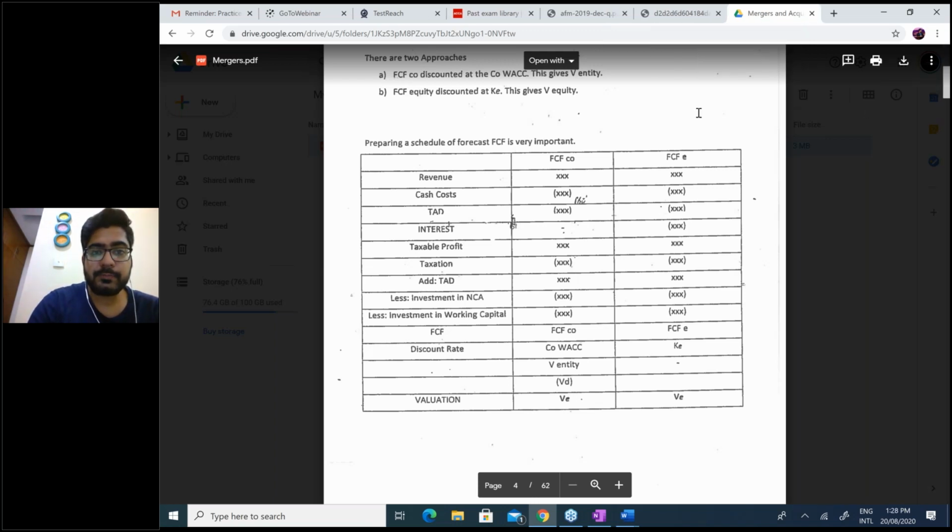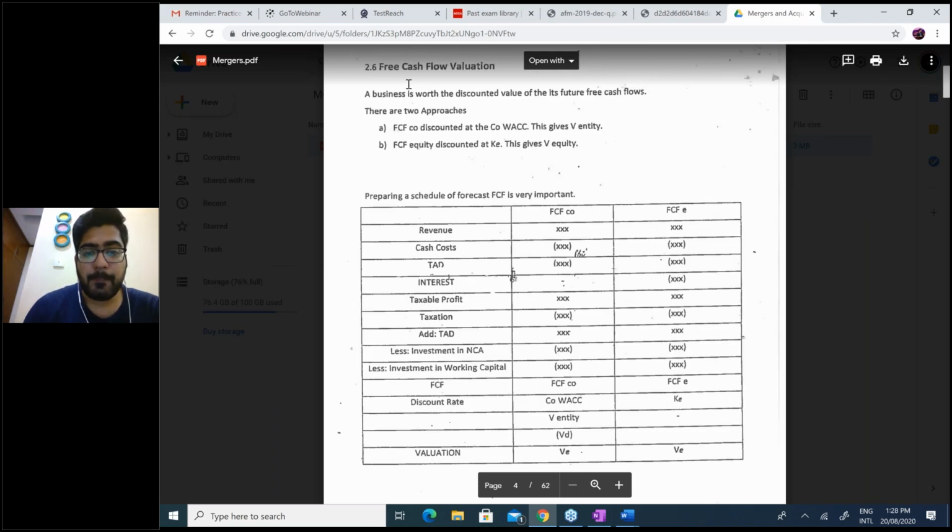Remember one more thing, the definition. A business is worth the discounted value of future free cash flows. Look at the definition. The business value is the value of its future free cash flows, not the current free cash flows. So make sure you calculate this FCF format, but you have to take future cash flows, not the current cash flows.